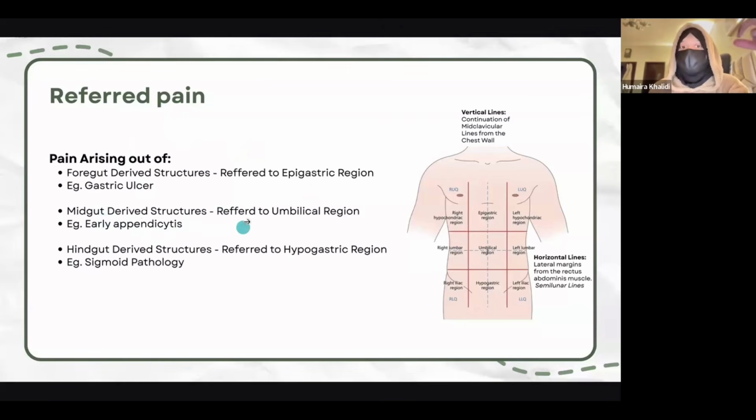The midgut derived structures are referred to the umbilical region. Early appendicitis and such, you're going to find the pain over here. Hindgut derived structures are going to be this. It's pretty easy to remember this because foregut, midgut, hindgut.